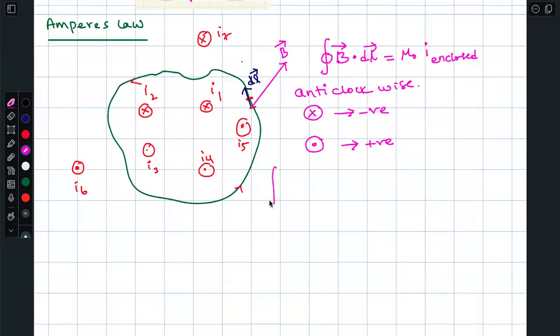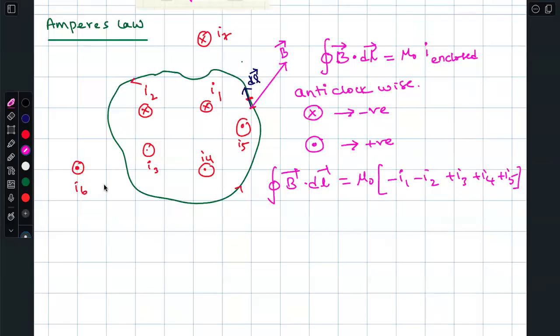So now integral B bar dot dl bar is mu naught times (minus I1 minus I2 plus I3 plus I4 plus I5). Don't take the current outside. I said enclosed. Why? Because due to I6, suppose at some point of the path it is intercepting, the contribution is zero.